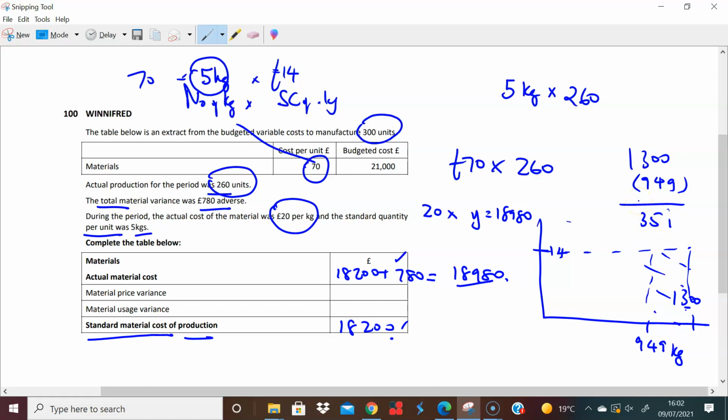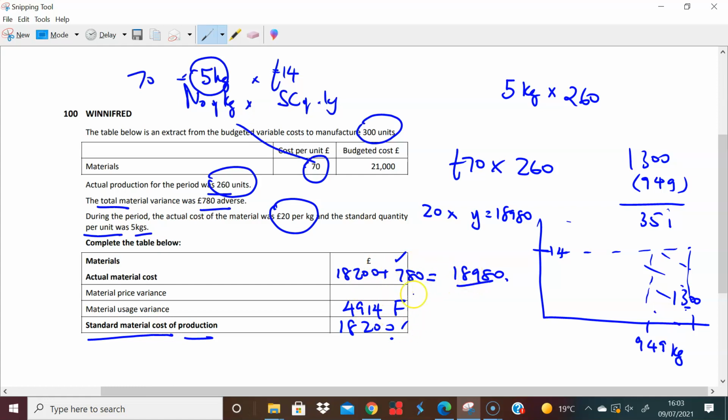So 351 times 14 is equal to 4,914. So, sorry, forgive me. You've used 949 instead of using 1,300. So you've used 351 less than you should. So that's a favorable variance, and that's a favorable variance of 4,914 favorable.